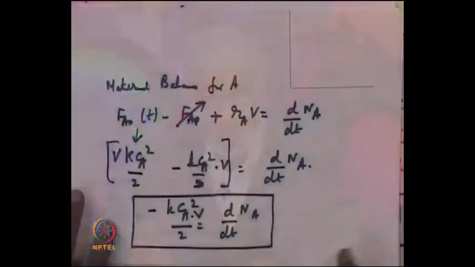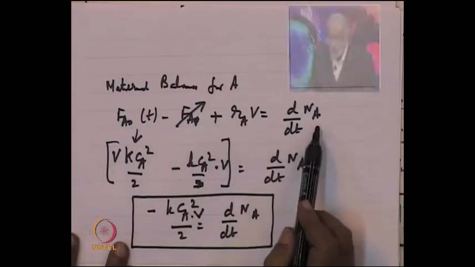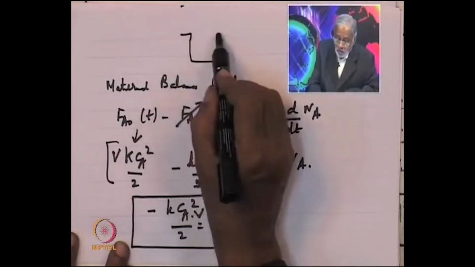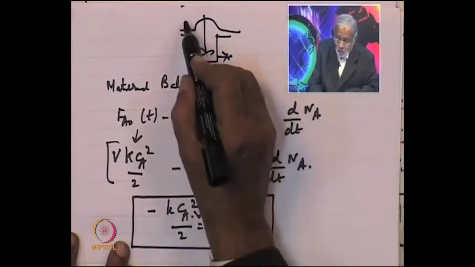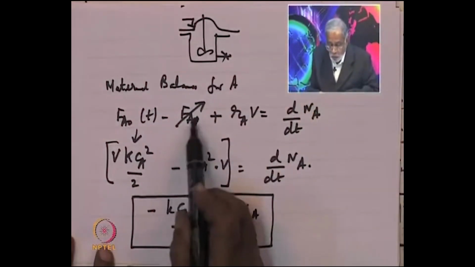Now, what does it mean? It means that if you look at the material balance for component A, what is the material balance for component A? Input, output, generation equal to accumulation. There is no output because the equipment is closed, there is nothing coming out of the equipment now. So, this valve is closed. So, whatever comes in can only accumulate, therefore we have output is 0.